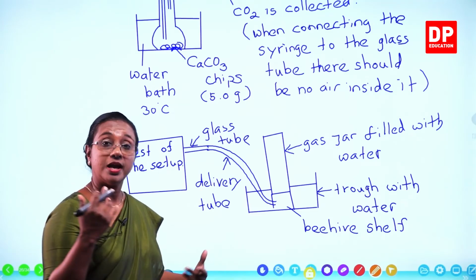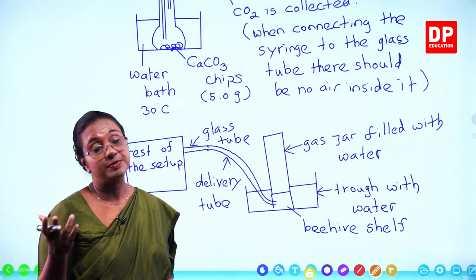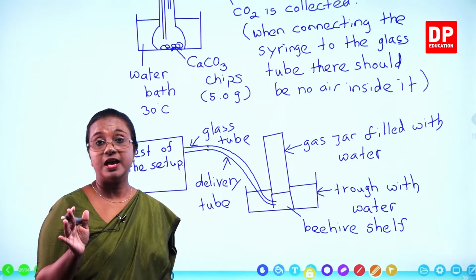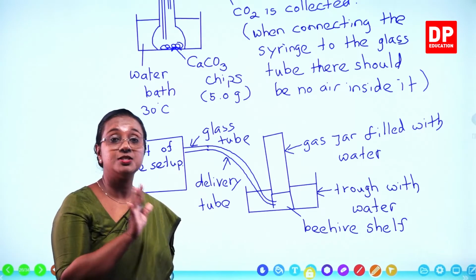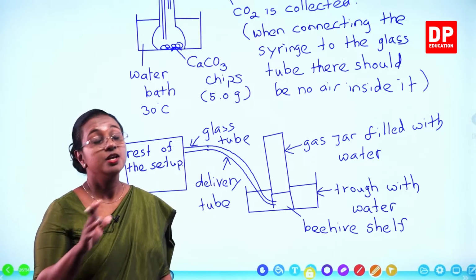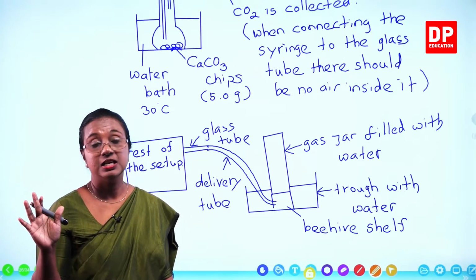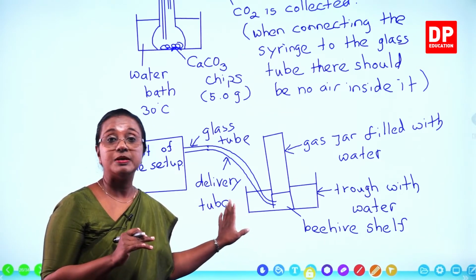So if you want, you can also show the upward displacement of air. But there is a problem when we use upward displacement of air: you can't see the difference between air and carbon dioxide. So then of course you don't know the volume of carbon dioxide collected. So that method is not suitable here.